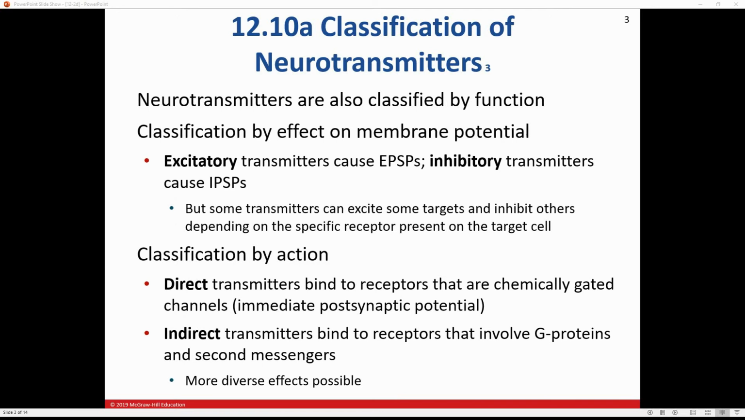We can classify neurotransmitters not only on their structure, but also by their function. They can either elicit excitatory postsynaptic potentials or inhibitory postsynaptic potentials. And here's where it gets really exciting. Some neurotransmitters can cause certain organs to be inhibited and other organs to be excited. And then we can look at classification by action. Direct action, the neurotransmitters will bind to the receptors and immediately start to change our postsynaptic potential. Indirectly, we're going to use what's called a G protein second messenger system.